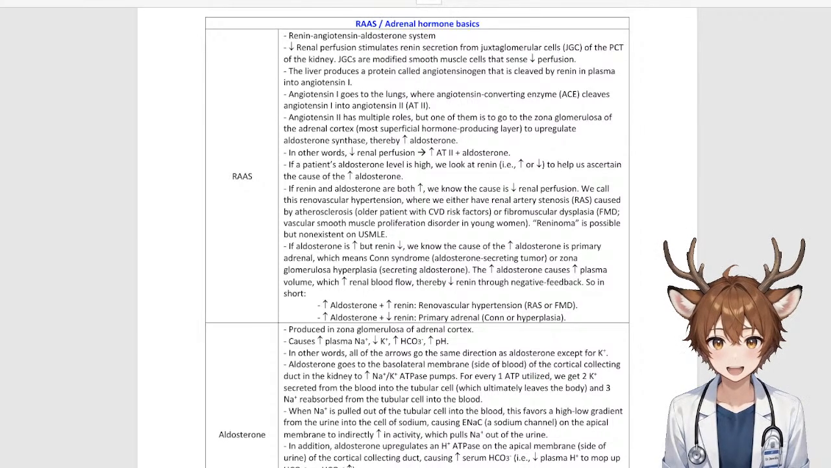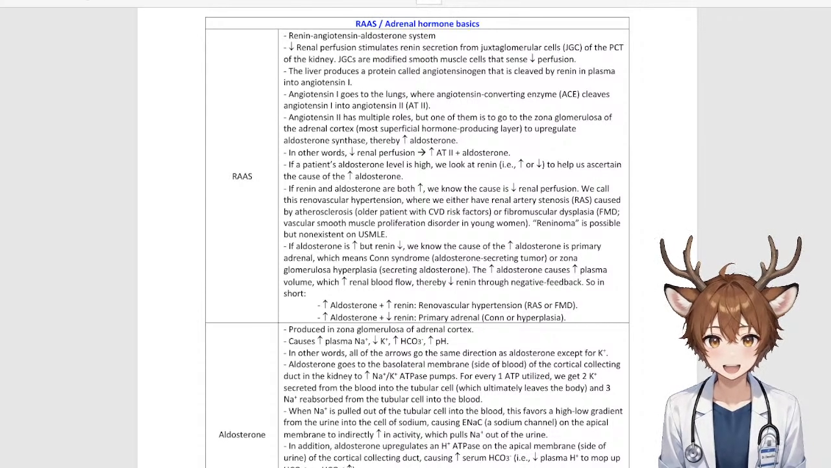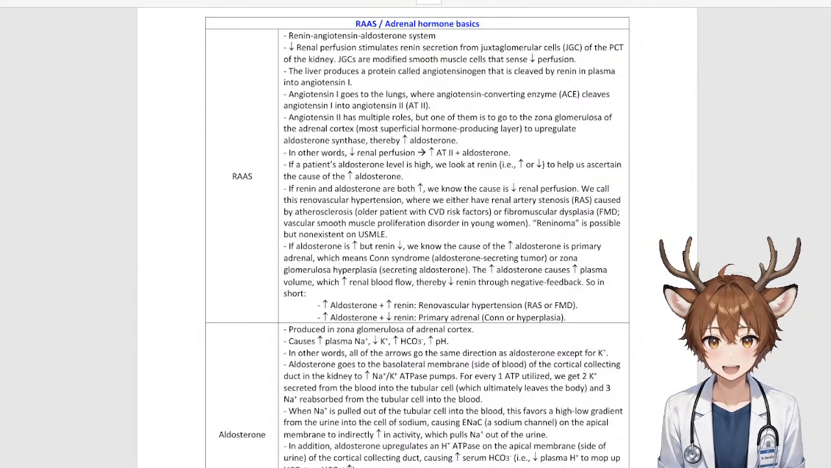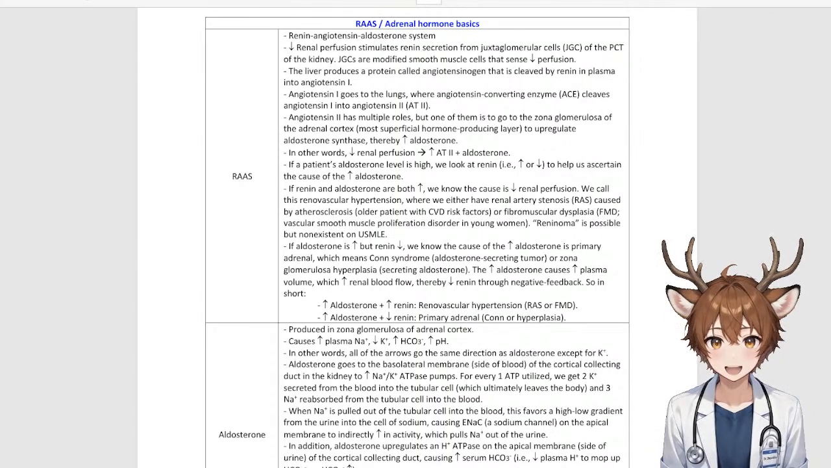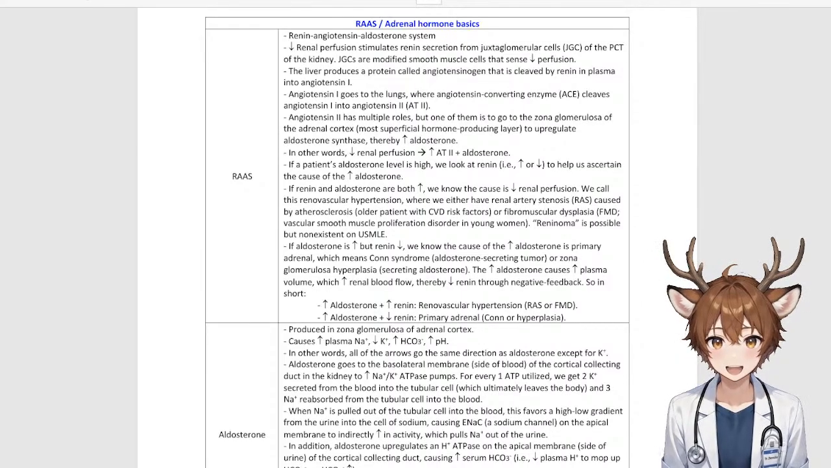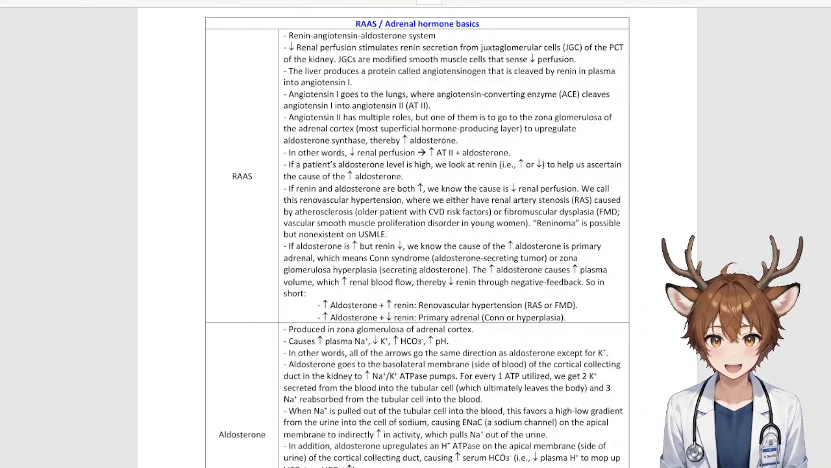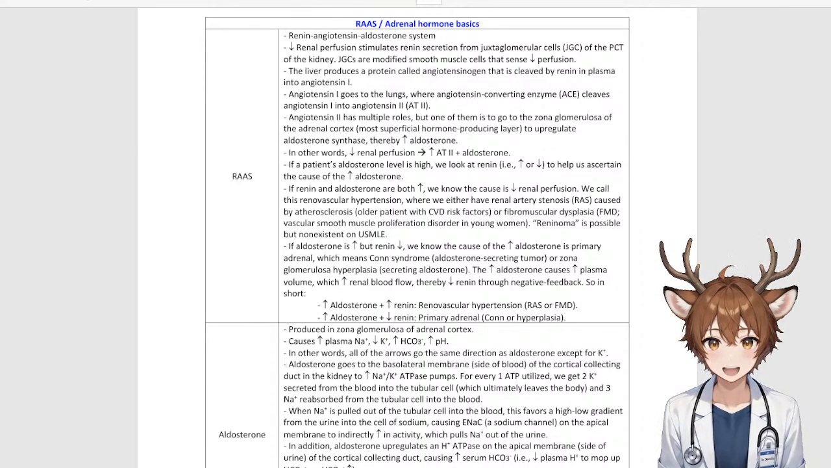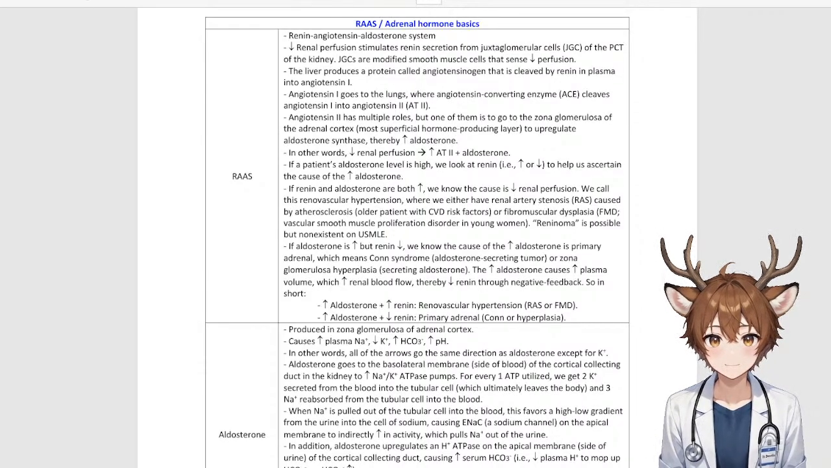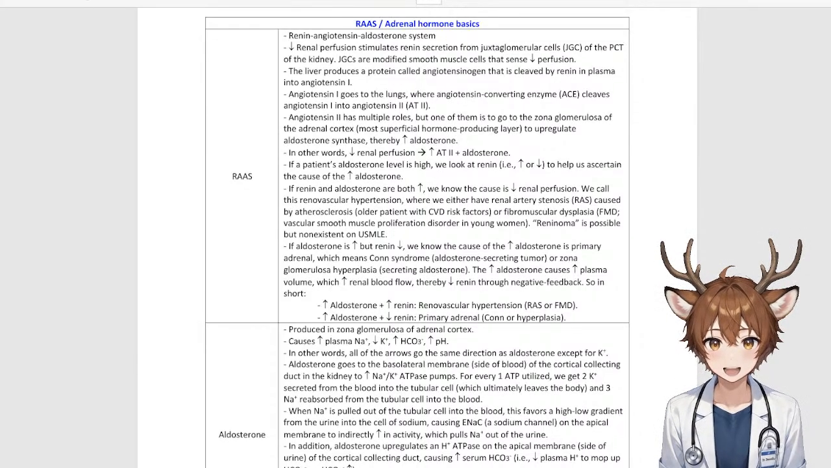So in short, elevated aldosterone and elevated renin means renal vascular hypertension, either because of RAS or FMD. Again, that would be renal artery stenosis or fibromuscular dysplasia. Elevated aldosterone but a decreased renin means primary adrenal, which means either Conn syndrome or hyperplasia of the zona glomerulosa, which is where it's going to be secreting the aldosterone.